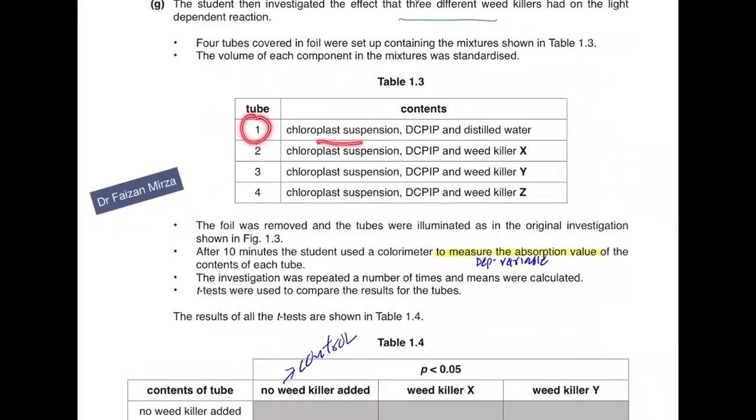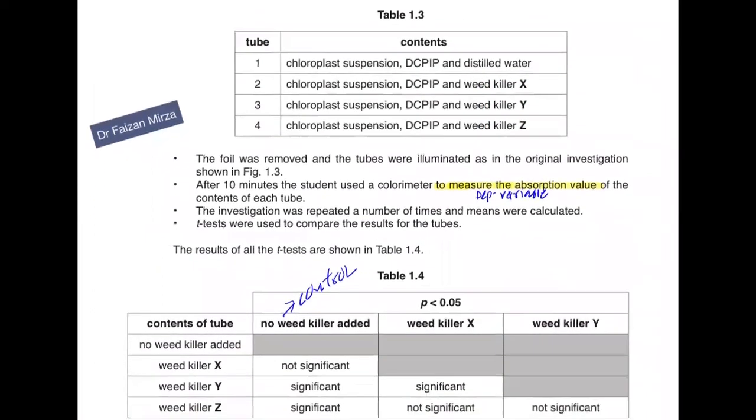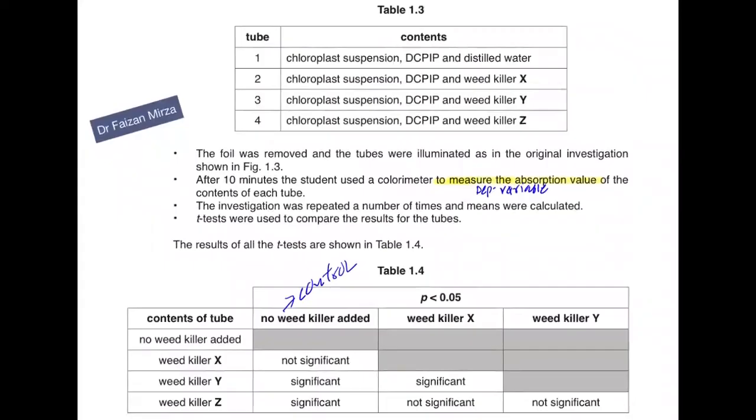So the first is a chloroplast suspension with DCPIP and distilled water. Apparently, this looks to be a control. In second, third, and fourth, a separate weed killer was added. So there are three different weed killers: weed killer X, weed killer Y, and weed killer Z. The foil was removed, and the tubes were illuminated as in the original investigation in figure 1.3. After 10 minutes, the student used a colorimeter to measure the absorption value. So this is the dependent variable, the absorption value that is measured in the test tube.